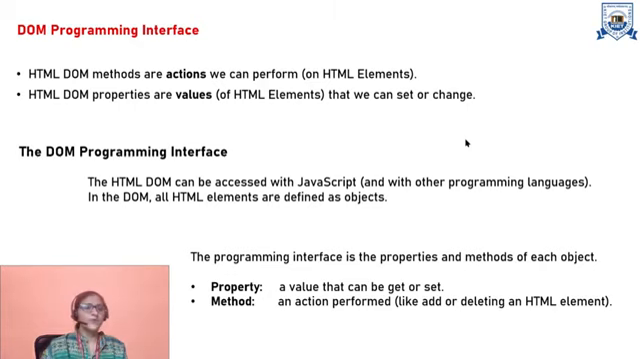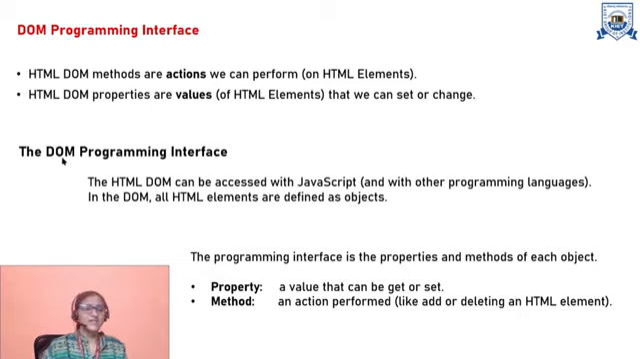Now, DOM programming interface: how can we interact with HTML DOM with the help of HTML properties and methods? What are the HTML DOM methods? They are the actions we can perform on HTML elements. And properties are the values associated with HTML elements, those values which we can set according to our need, or we can change.